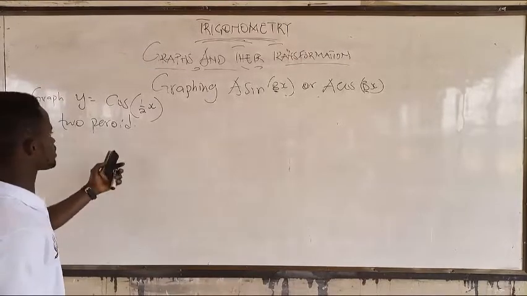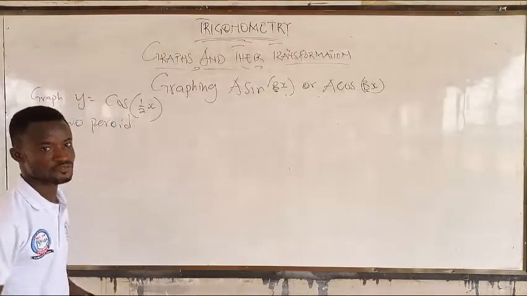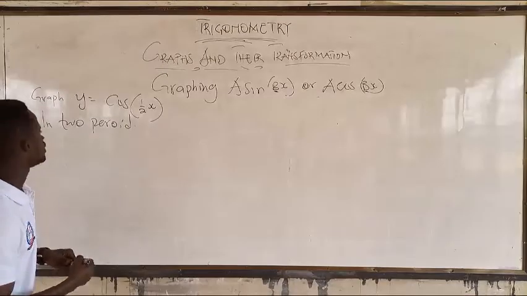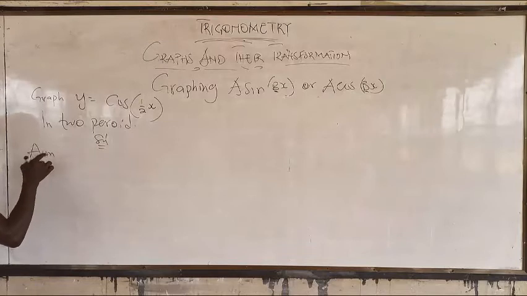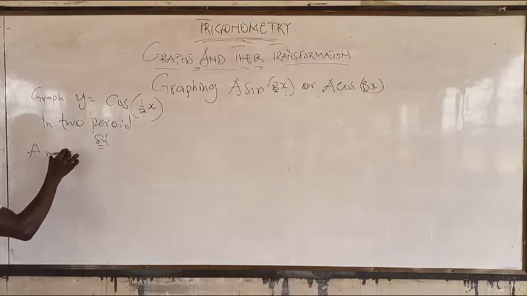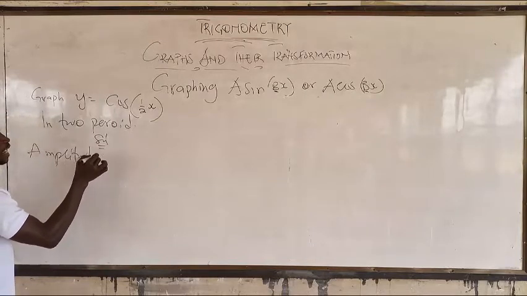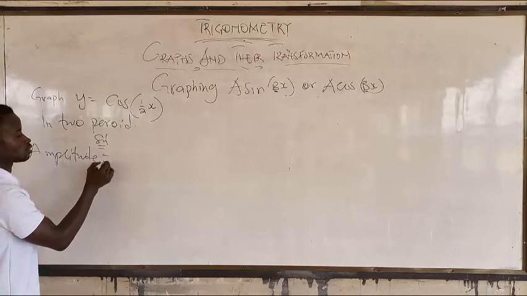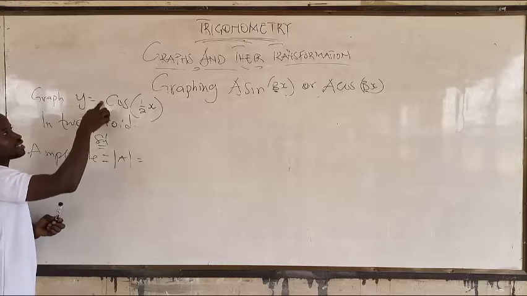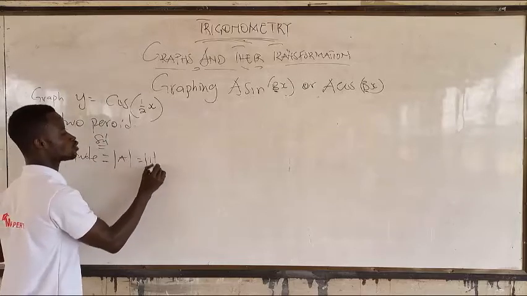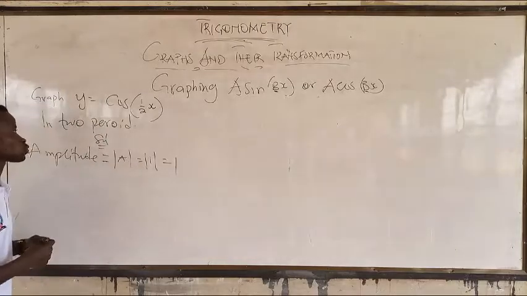So let's graph this in 2 periods. The first thing to do is to go for the amplitude. And you know that the amplitude is the average of the A, and the coefficient here is 1. So the average of 1 is 1. So the amplitude is 1.